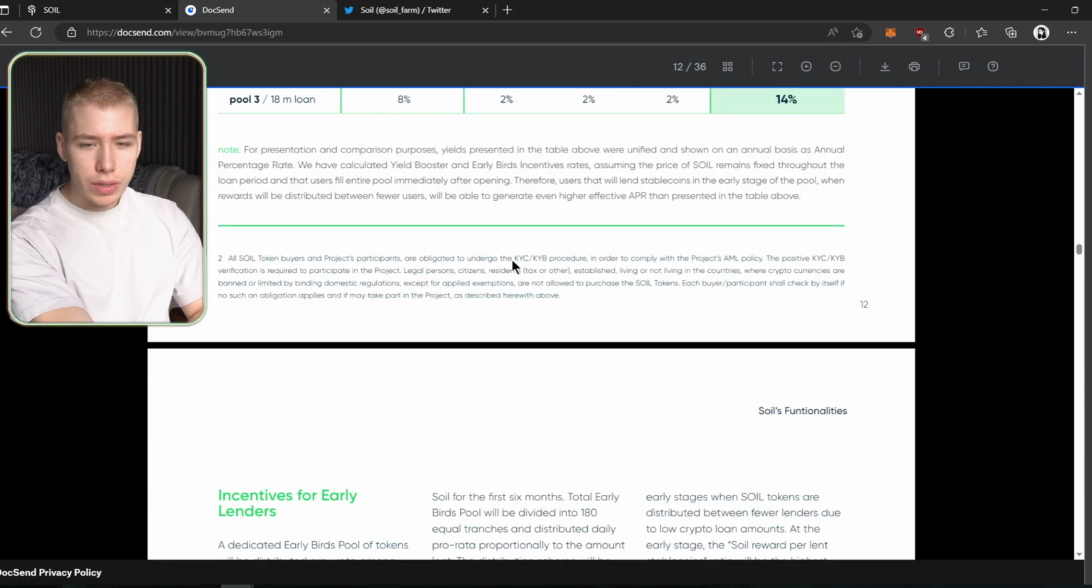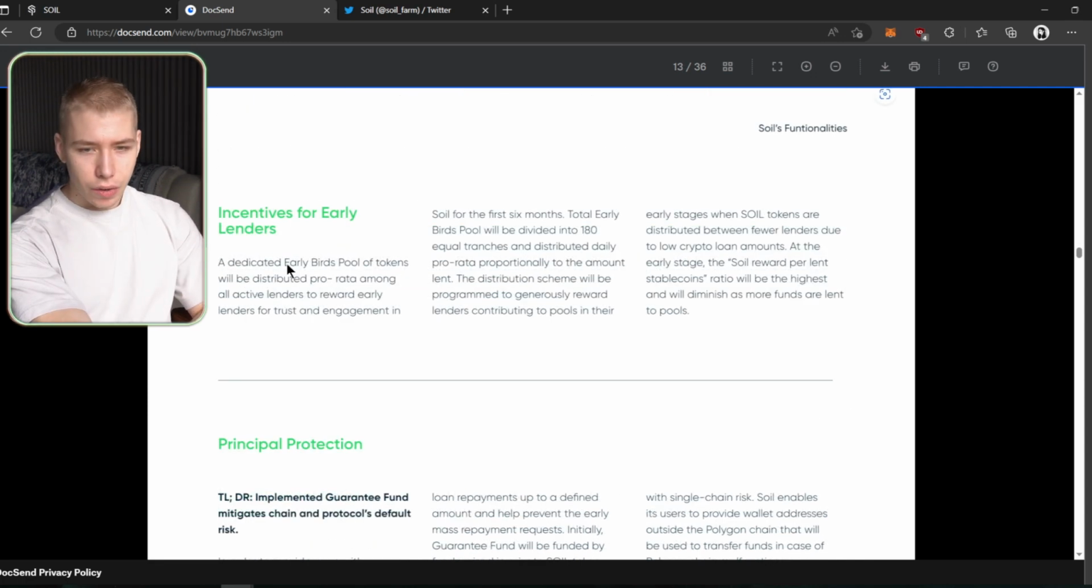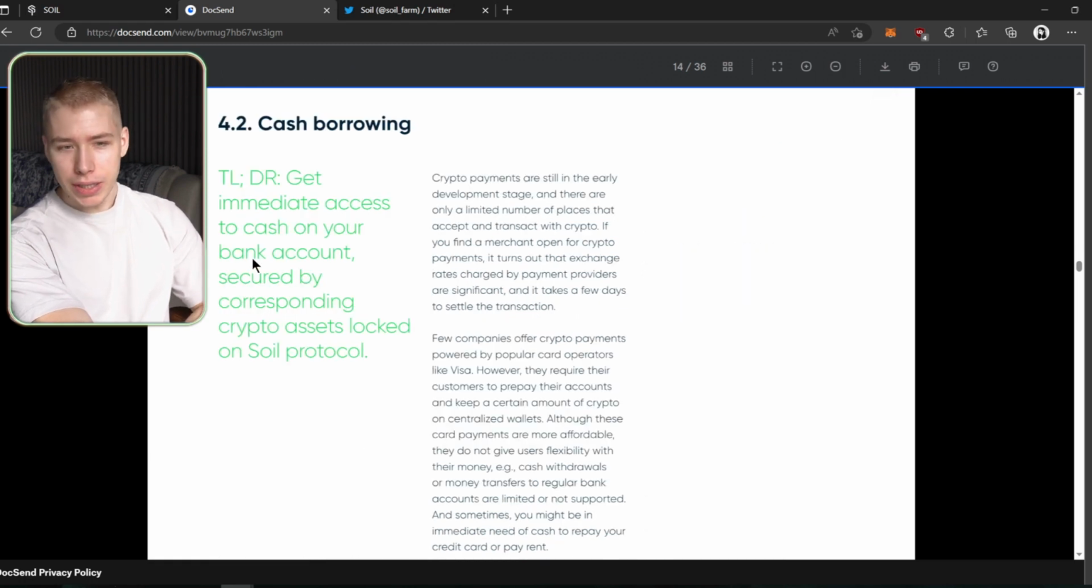What is also good to know down here, it's not just KYC for us as potential investors, but also KYB, as in know your business. So it's not just, hey, I'm a company, I'd like to take some money. Obviously, they do their research and have a process for that as well. They also got the early bids pool, so early lenders have some incentives, which rewards us with tokens for trust and engagement in the first 6 months. For the companies that might be interested, you will get immediate access to cash on your bank account. But of course, read the entire white paper yourself, probably reach out to the team if you're a company. It's not just click button money, nice.